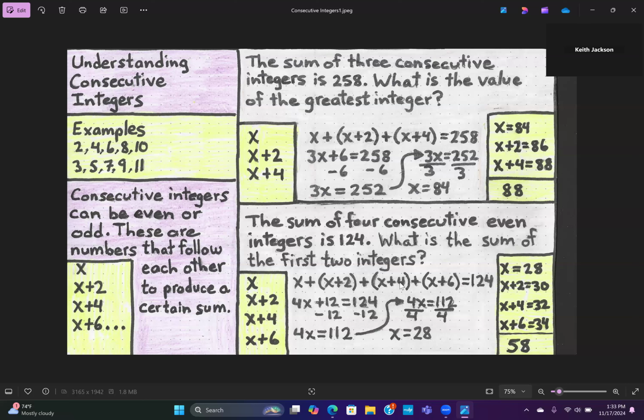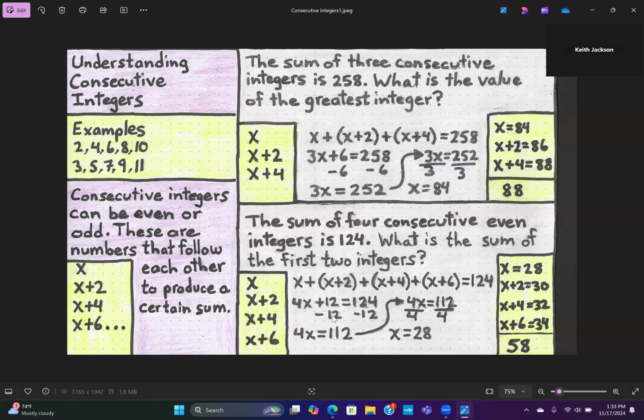Let us combine the like terms. Here we have four x's: 1, 2, 3, 4, and that would give us 4x. And when we add 2, 4, and 6, we get 12. Now we have 4x plus 12 is equal to 124.